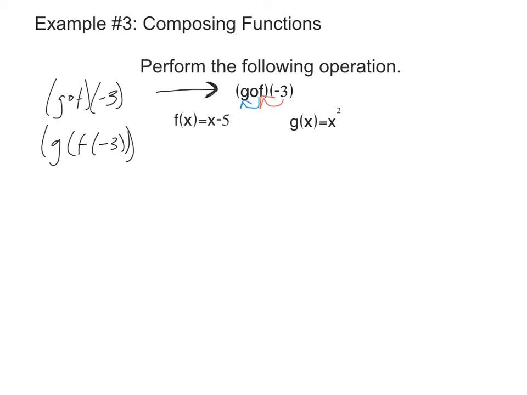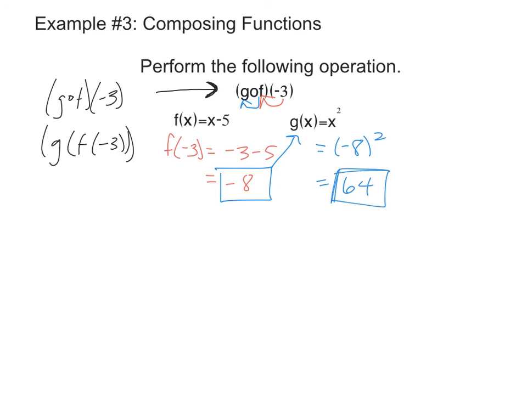So let's do that. We have negative 3 that needs to go into f. So right now this is going to be f of negative 3. And that would equal, wherever x is, I'm going to substitute negative 3. So it's going to be negative 3 minus 5, which is negative 8. Now I'm then going to take that negative 8 and substitute it into g. So that would be negative 8 squared, which is 64. So 64 is our final answer. Okay, let's practice one more.